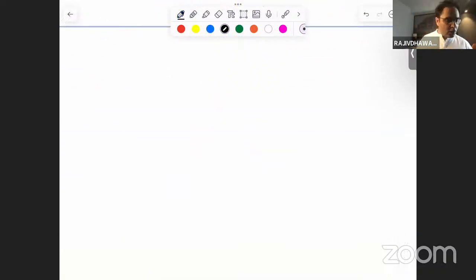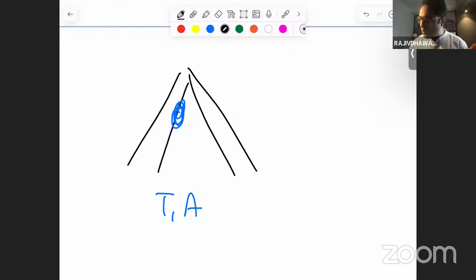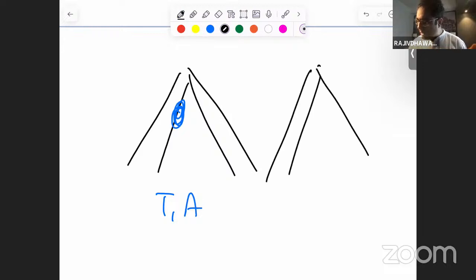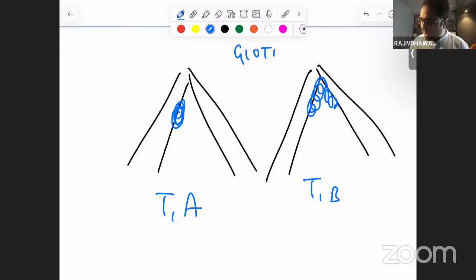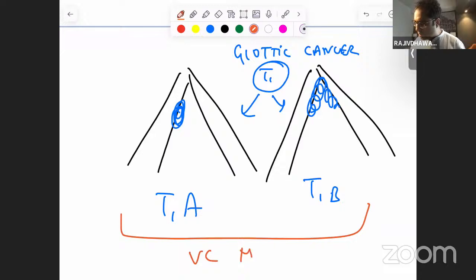Any other question, everyone? One more question. What is T1A glottic cancer? T1A glottic cancer is one vocal cord involved. What is T1B glottic cancer? Both vocal cords involved. So glottic cancer T1 has two types, T1A and T1B. T1A with one cord involved, T1B with both cords involved, and the vocal cord should be mobile.